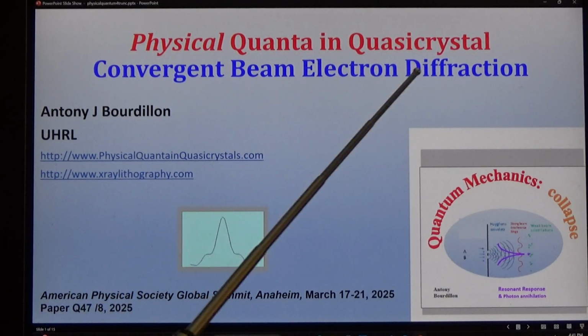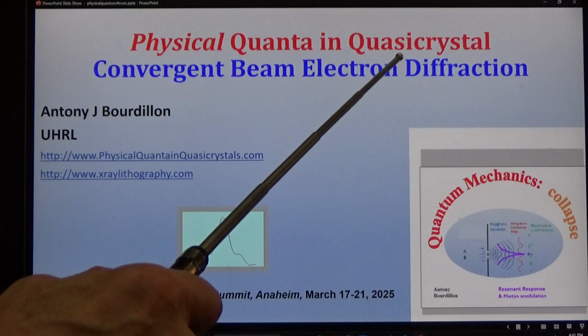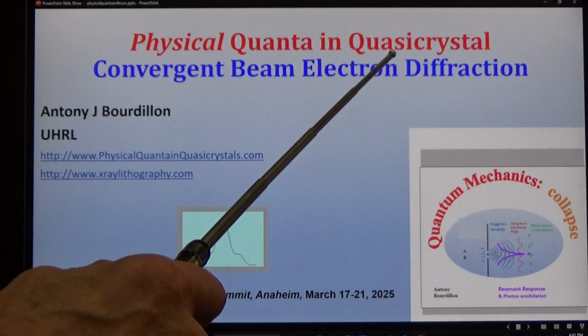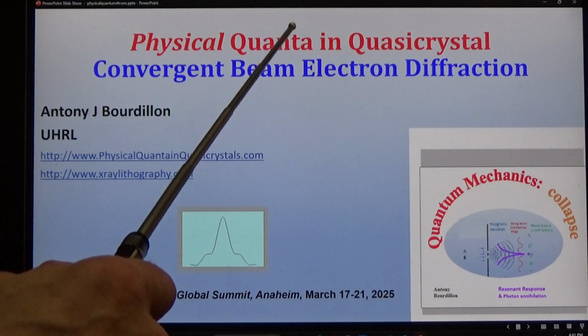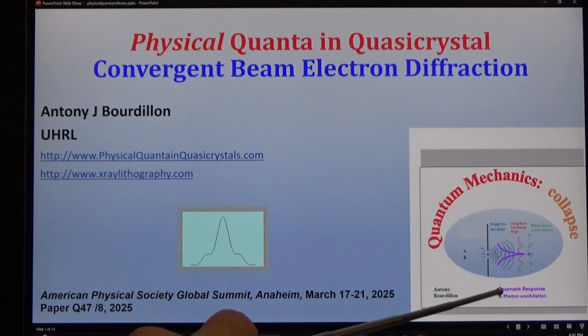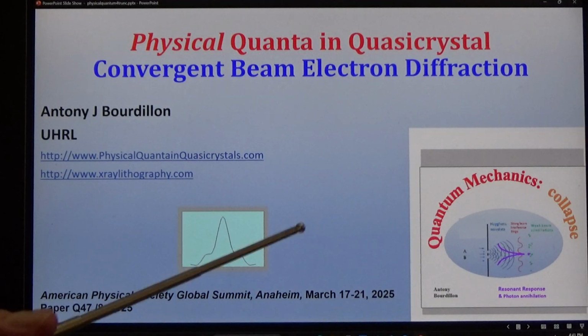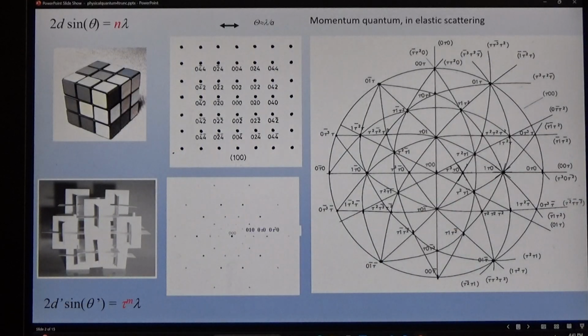Physical quanta in quasi-crystals. This paper was given to the Global Summit at Anaheim in March. It's about quasi-crystals, it's about new data in quasi-crystals, which define physical quanta and defines it as a resonant response. I have to begin by explaining the difference between crystals and quasi-crystals.